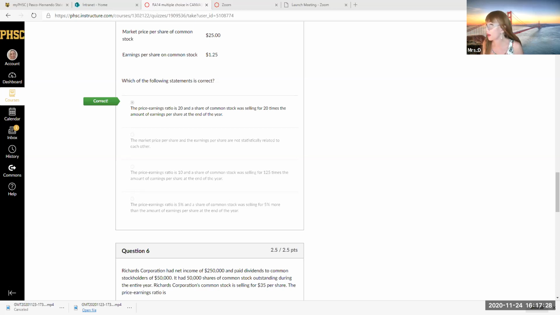Let's see if that's right. I'm going to put it in the box here. So it's $35, which is the market value, divided by 250,000 divided by 365 days. This is on page 684, just in case you're curious.